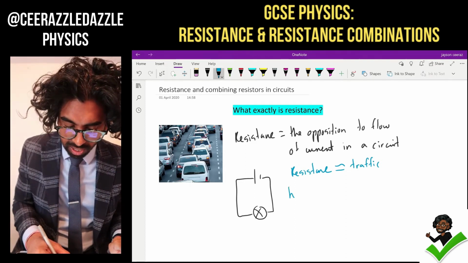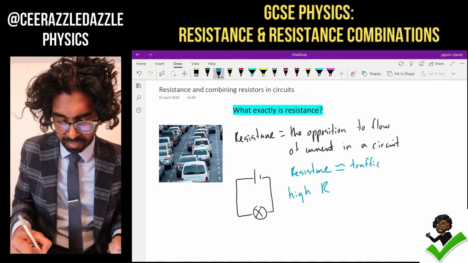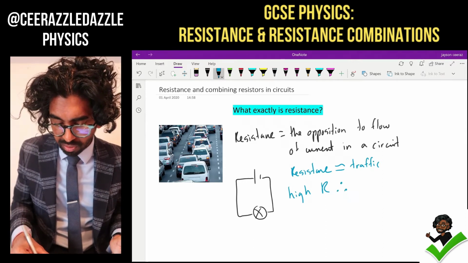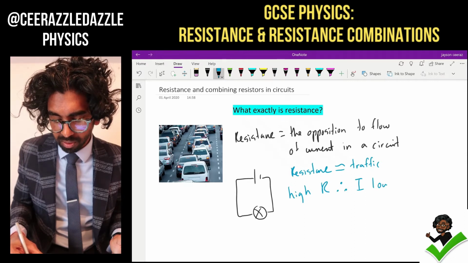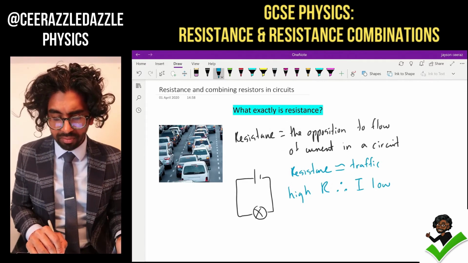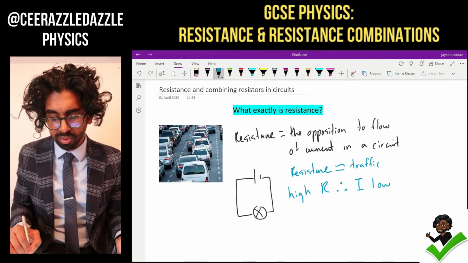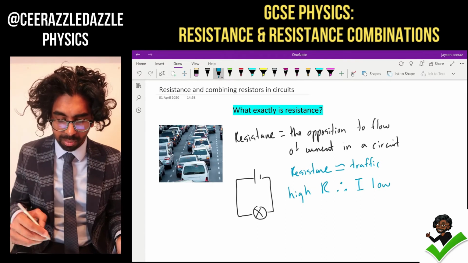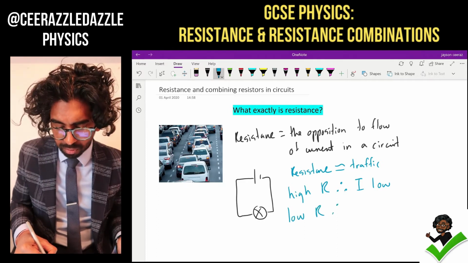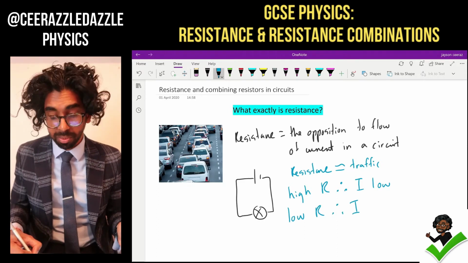So if you've got high resistance, therefore we know that the current will be low. Happy with that? I'm just writing it down in short form. If you have higher resistance, therefore the current will be low. That symbol means therefore. And if you have a low resistance, therefore the current in your circuit will be high.